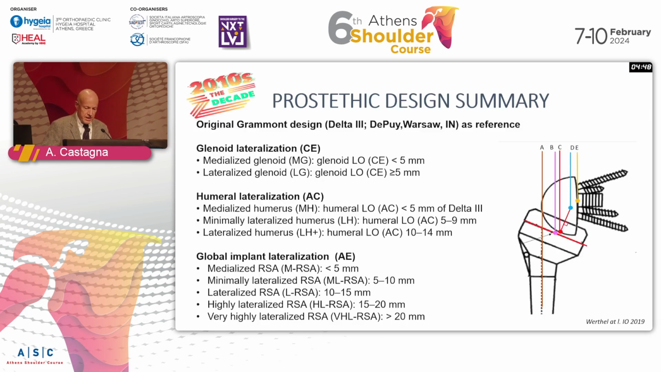This is a beautiful study from Vertel, reporting, starting from a standard reference, the Delta 3, that classic Grammont design, the glenoid lateralization, where you have less than 5 millimeters or more than 5. When you have a humeral lateralization, under 5 millimeters, between 5 and 9, and more than 10, and the global implant lateralization under 5, 5 to 10, 10 to 15, 15 to 20, and more than 20 millimeters. So you should know when you make your implant, it is not a random implant. You should know what you are implanting. You should study your implant.